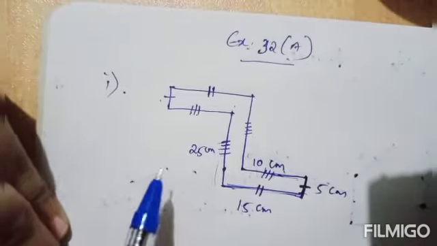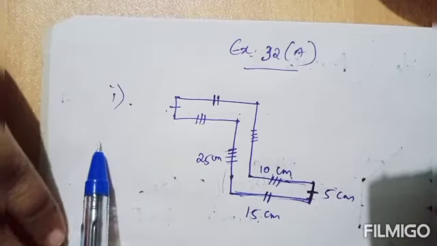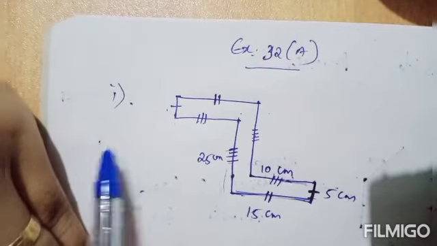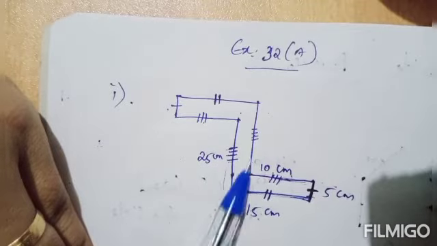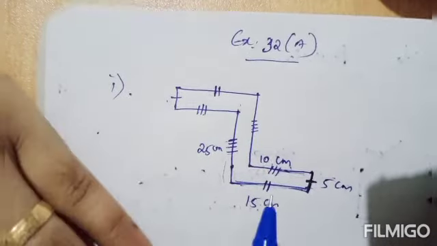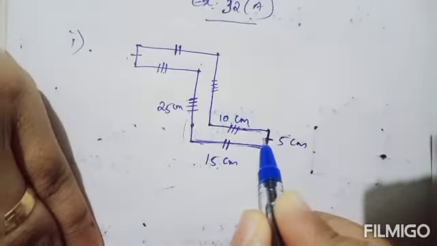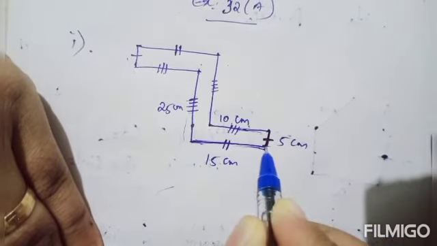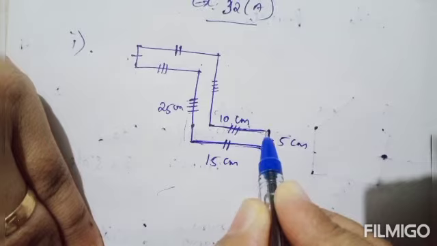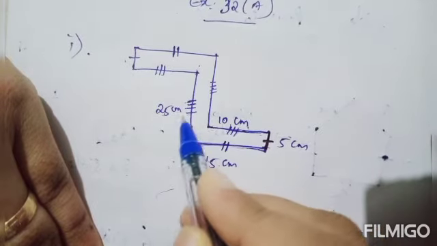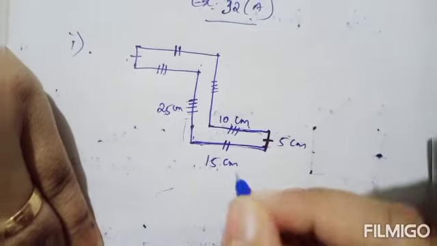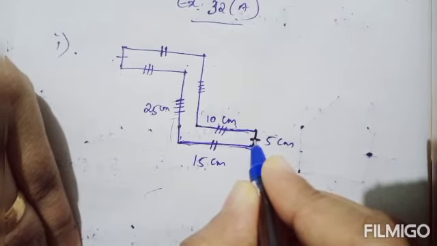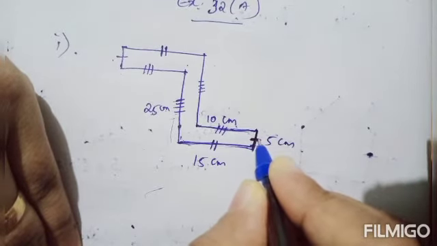Now exercise 32A, in that third question, find the perimeter of each of the following closed figures. First one, it is this diagram, and the length of this side, it is given 5 centimeter. This side is 15 centimeter, this side is 10 centimeter, and this side is 25 centimeter. And you can see here, this one line represents this side. Length of this side is represented by one line.